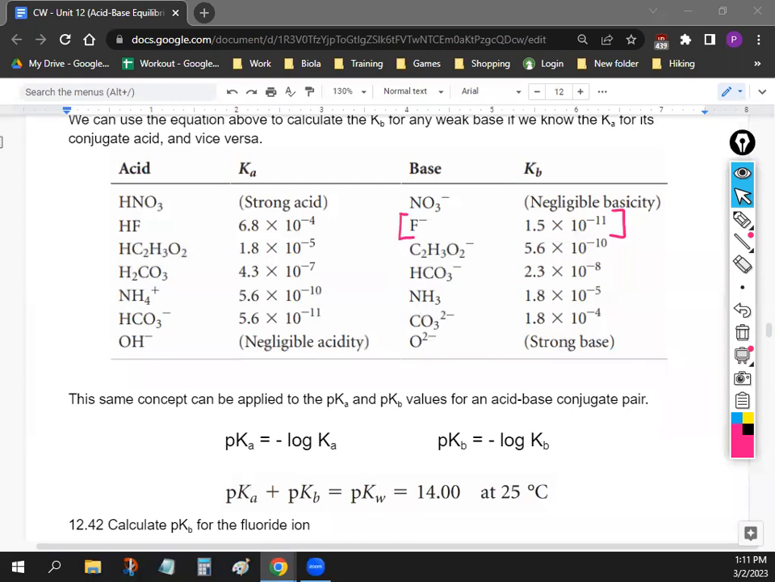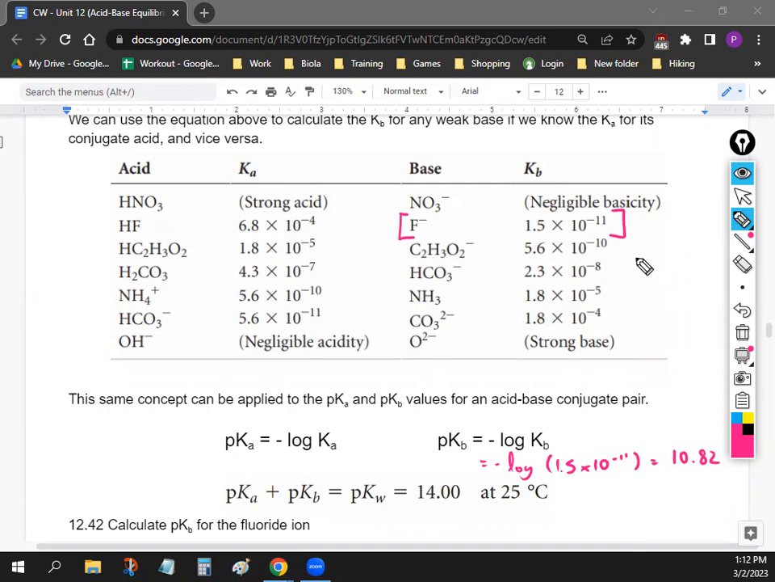Easy. So what we're gonna do for this one is we're gonna use the pKb formula. We know that it's negative log, and then you got the Kb right here, 1.5 times 10 to the negative 11, and you'll get a pKb of about 10.82. Okay, easy peasy.